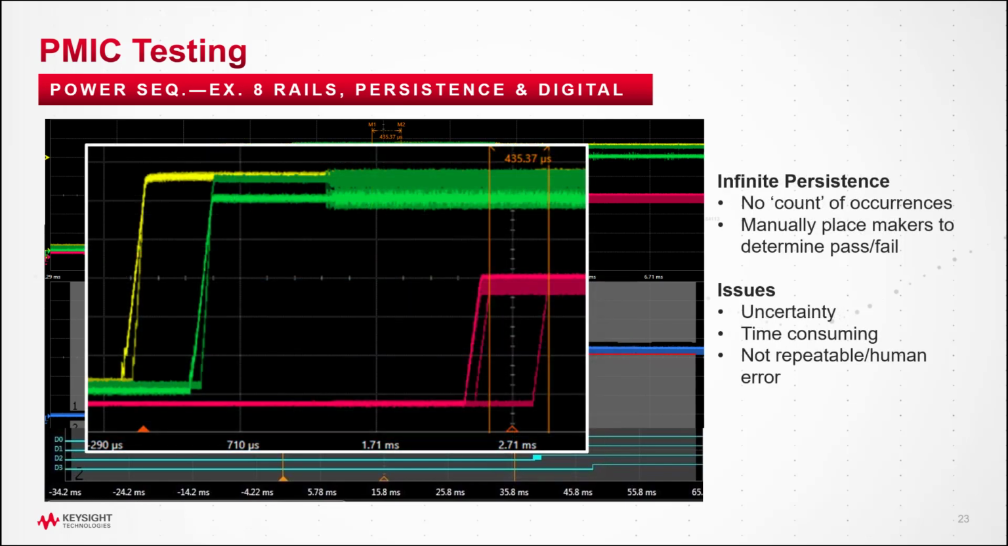Now with infinite persistence, it's great because we can visually see the run-to-run variations, but there's no count of occurrences. So for example, on channel 4 there, where we see where it turned on late in a couple different ways, we have no idea if that happened 1 time, 4 times, 10 times. There's no count of that. Plus, to understand if we're outside of the specification, say for the delta time between channel 1 and channel 4, we'll have to go place markers. So that's time consuming to manually place the markers.